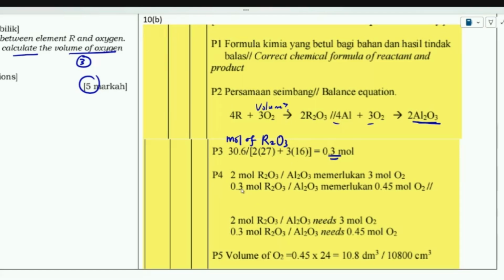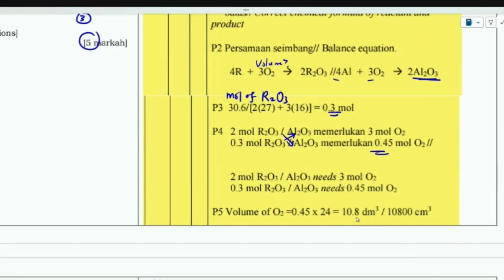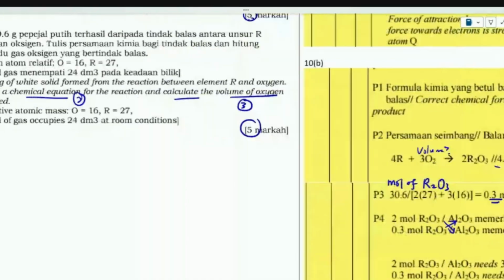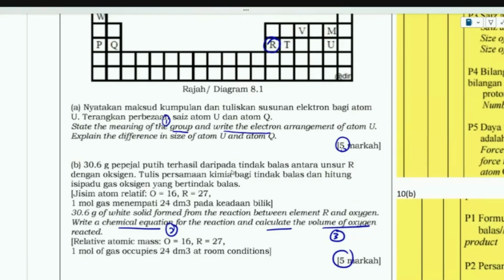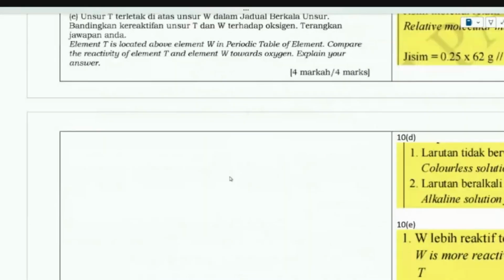Then if 0.3 mole, how to calculate, guys? Cross multiply: 2 to 3 means 1.5, so you get 0.45 mole of oxygen. So volume is mole times the molar volume, which gets 10.8 cubic decimeter. This one also has 5 marks, 5 points. This is an example of an essay question.